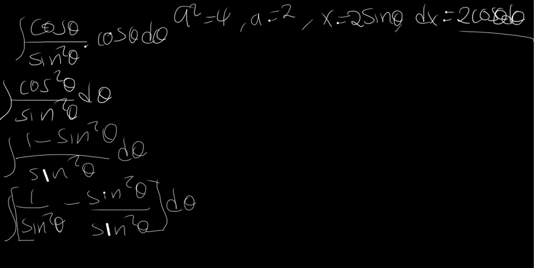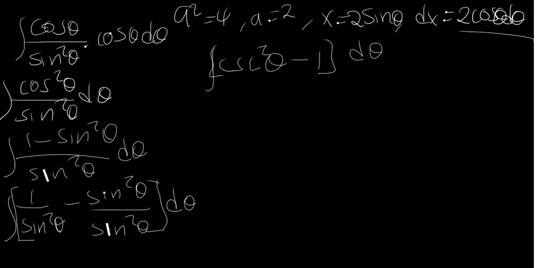1 over sine is what? We know that 1 over sine is cosec. Okay, so we continue from there. 1 over sine squared theta is cosec squared theta, minus sine squared theta divided by sine squared theta, we are going to get 1. So we can put them in brackets and we say d theta. Okay, now let's integrate. What is the integral of cosec squared?